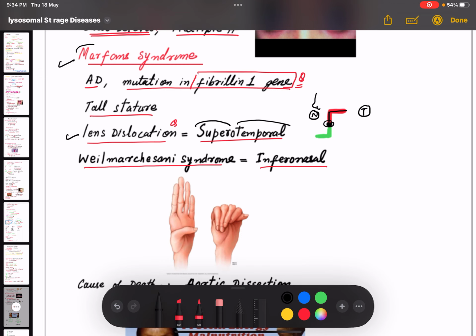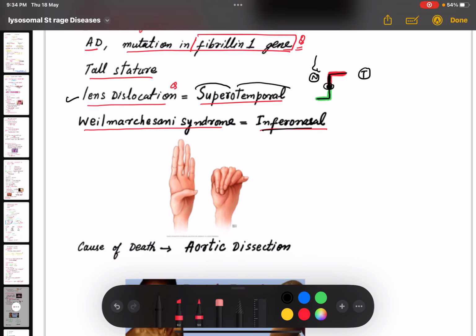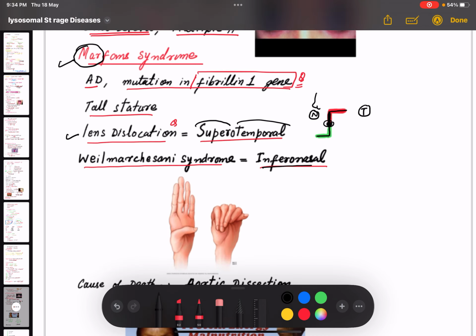See, in the name of Marfan, there is "Mar". जब कोई मरता है तो वो ऊपर चला जाता है ना, so here the patient's line will go up. It's only for understanding purposes. That is supratemporal. Weill-Marchesani syndrome is infranasal. I hope this is clear. This way, it will be very easy to remember the lens dislocation in Marfan syndrome and Weill-Marchesani syndrome.